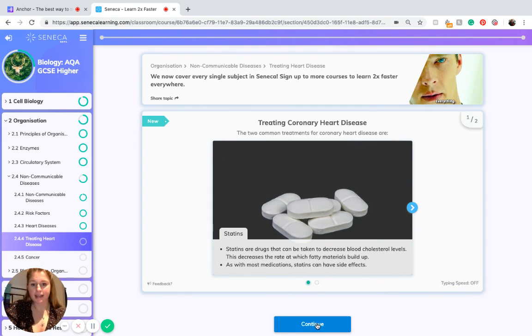The first is statins. Statins are drugs that can be taken to decrease blood cholesterol levels, and this decreases the rate at which fatty materials build up. As with most medications, statins can have side effects.